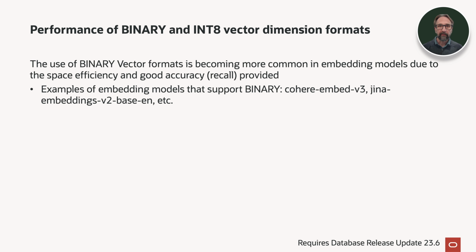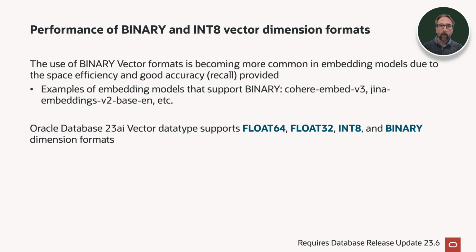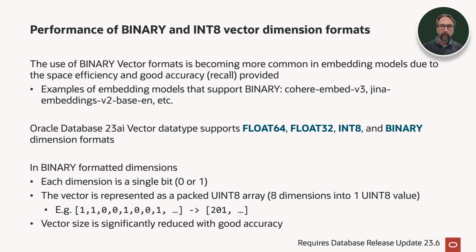The use of binary vector formats is becoming more common in embedding models due to the space efficiency and good accuracy, or recall, that they provide. Oracle Database 23 AI vector data types support float64, float32, int8, and binary dimension formats. In binary formatted dimensions, each dimension is represented by a single bit, a 0 or a 1. The vector is represented as a packed uint8 array, meaning that 8 dimensions are packed into a single uint value. The vector size is therefore significantly reduced, but good accuracy is still maintained.